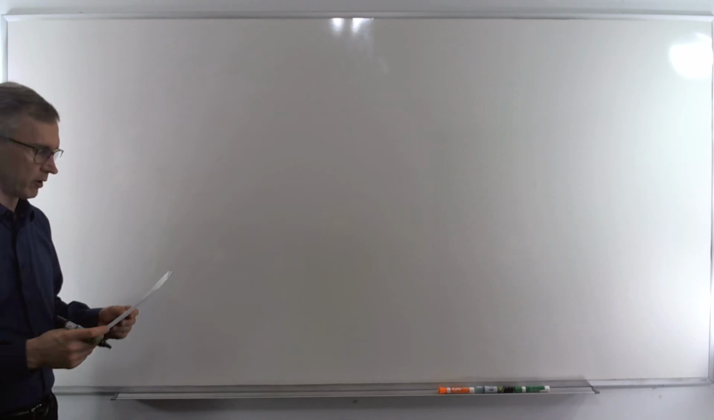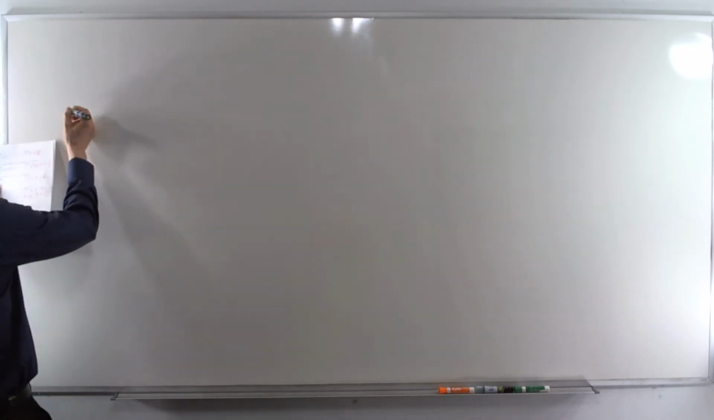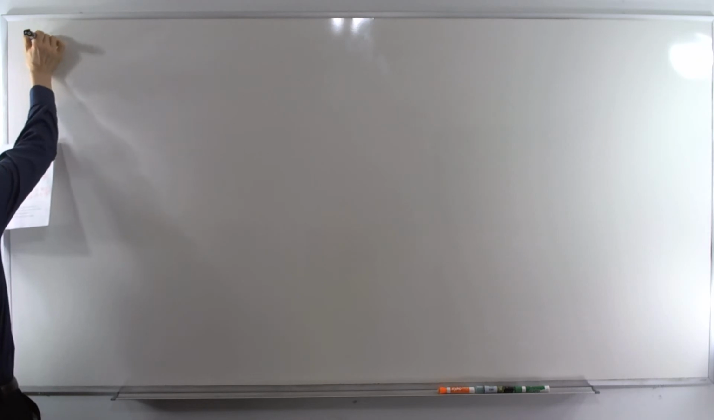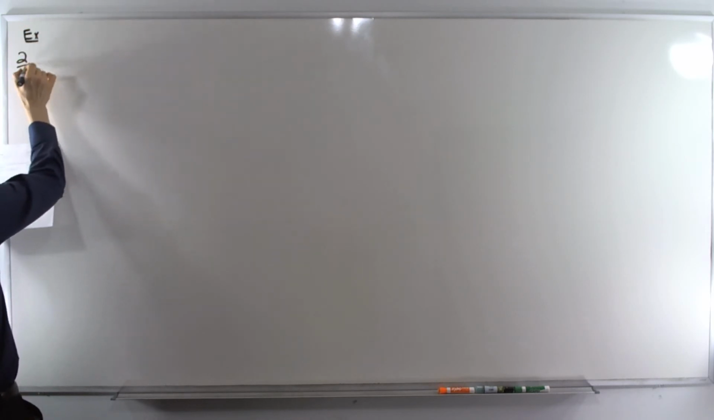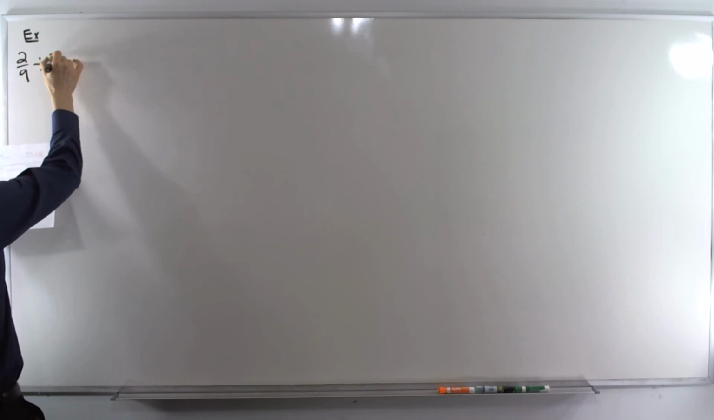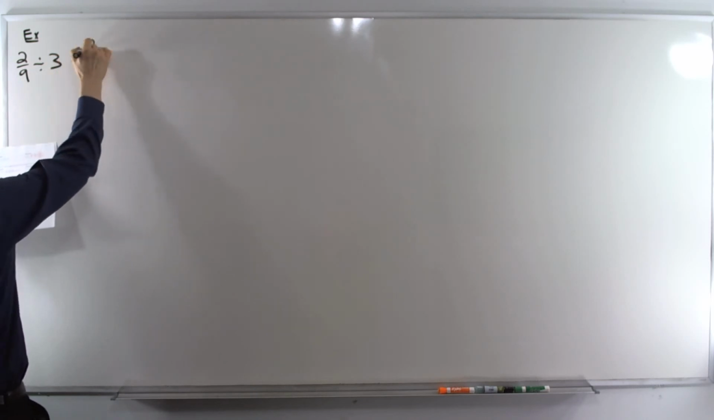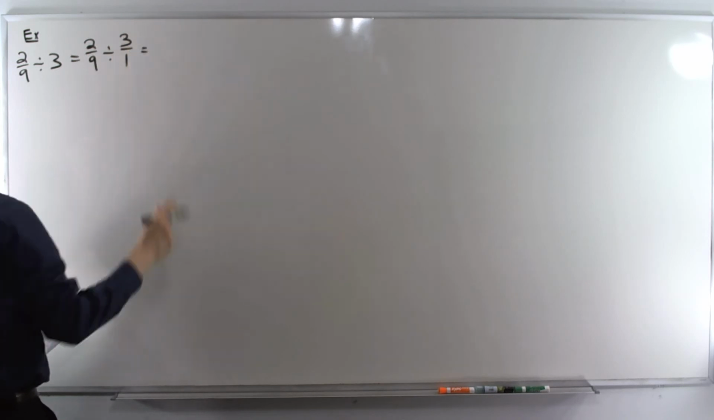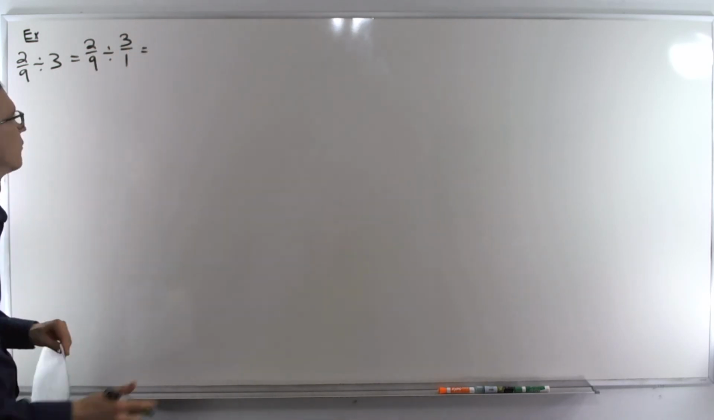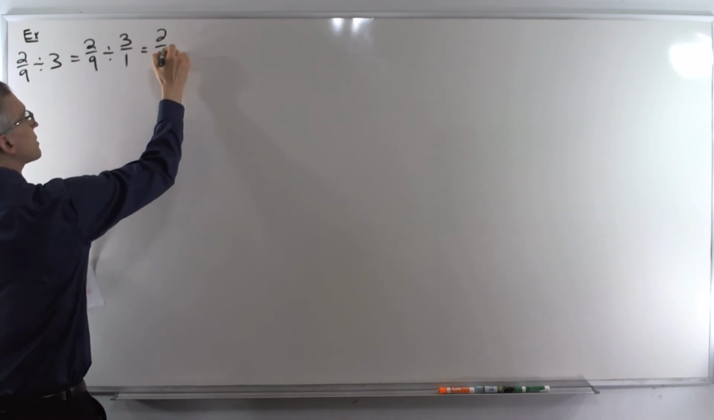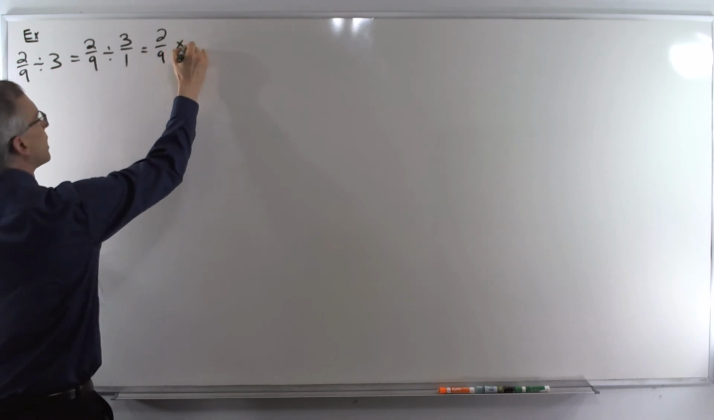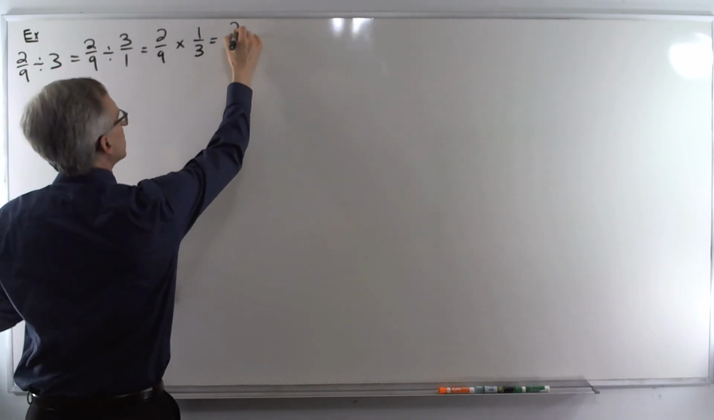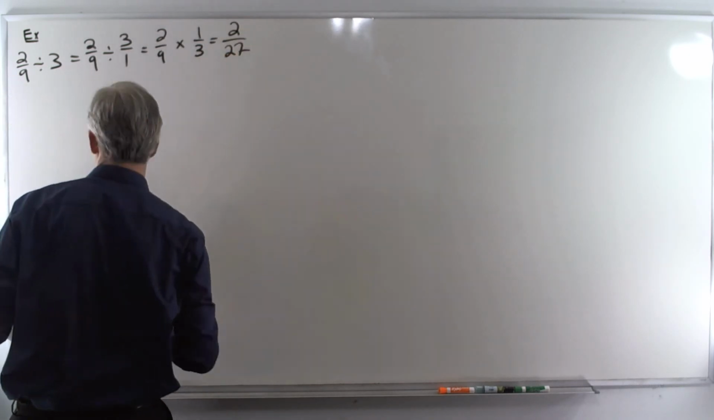Some divisions are going to involve whole numbers. Keep in mind, you can always write those as the whole number over 1. All right, now that we have a fraction there, we can convert to multiplication. So that gives us 2/9 times 1/3. Multiplying straight across, we got 2 27ths.